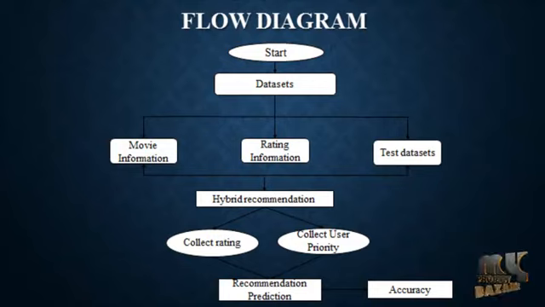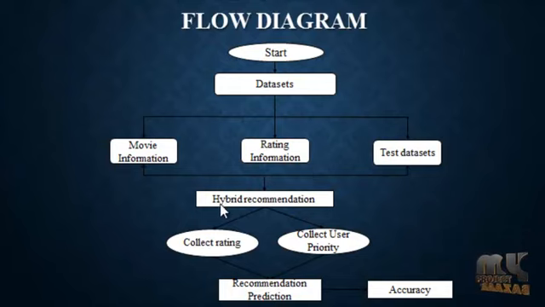Let's see our flow of the process. First step is dataset loading. Here we have three types of dataset, which are movie information, rating information and test dataset. Movie information contains the movie information dataset, and rating information contains the user ID, movie ID and rating for that movie. And the test dataset will contain the priority of the movies, like a user's priority on a particular genre. After getting all these datasets, we are loading them into our system.